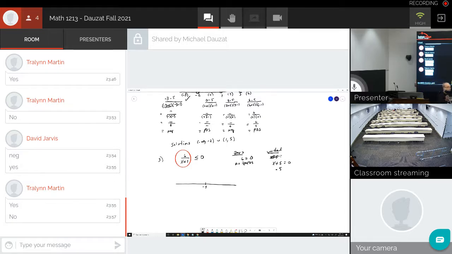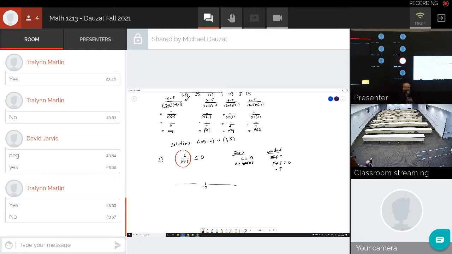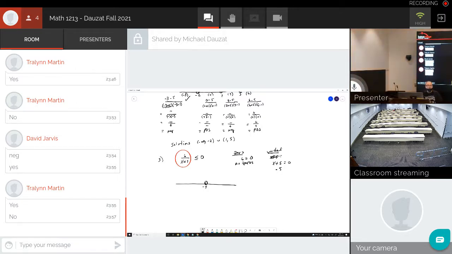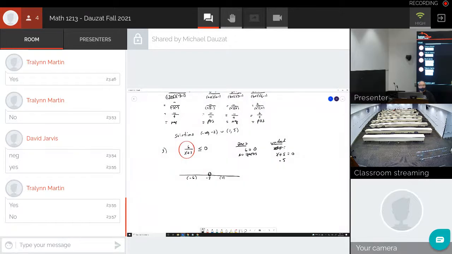Now, remember, you always got to ask yourself, is that number put in the number line a solution or not? No. Because -5 makes that rational expression undefined, right? So I'm going to have an open circle there. And now how many intervals are you going to be looking at? 2. So you need how many test points? 2. So give me a test point that is in that first interval. -6. What about the other one? 0. All right, and the rest is easy.